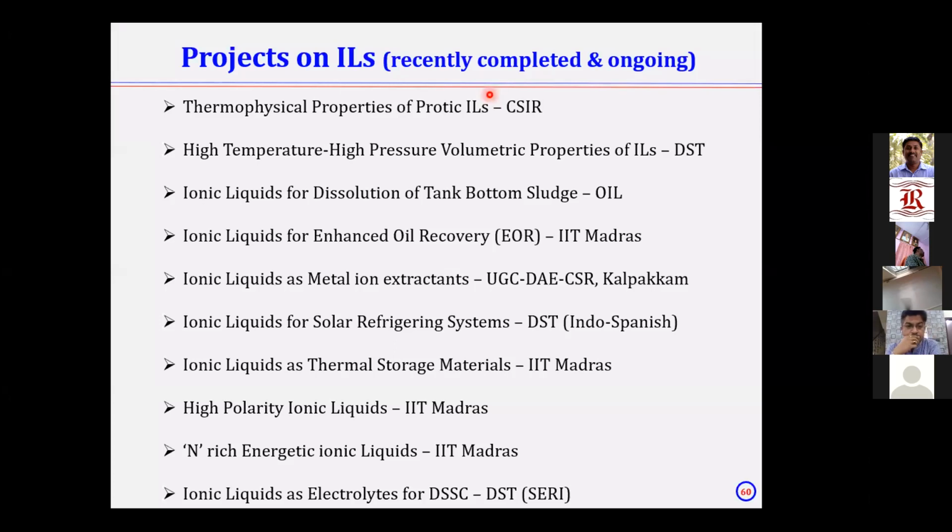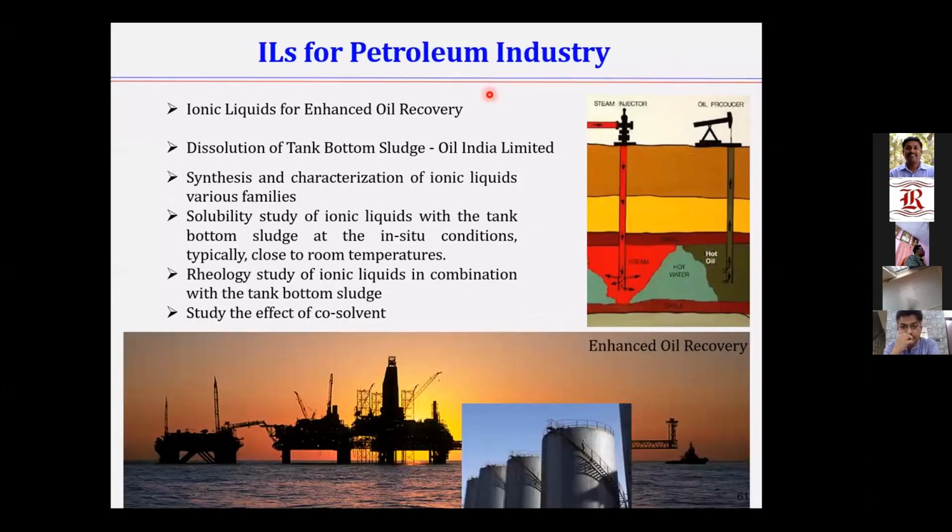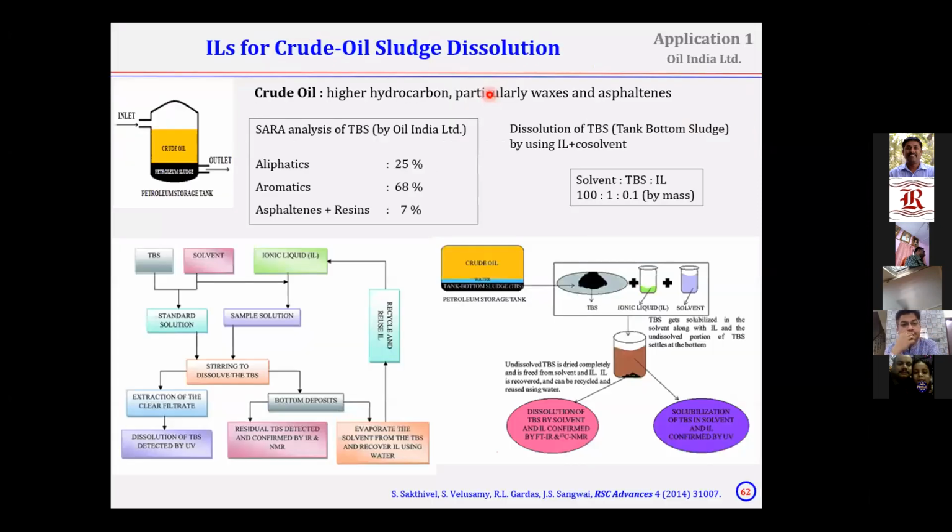So for the first project, I will take around 10-15 minutes, and then we can go for a question and answer session. The first application is from an Oil India Limited company project. This is along with my colleague, Professor Jitendra Sangwai from petrochemical engineering, who sits in the ocean engineering department. We would like to understand how, in the tank bottom sludge, a small amount of asphaltene holds a large amount of aliphatic and aromatic components, which do not get dissolved in conventional organic solvents like toluene, heptane, hexane, dodecane, etc.